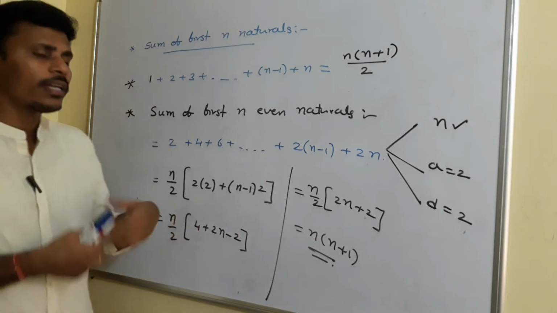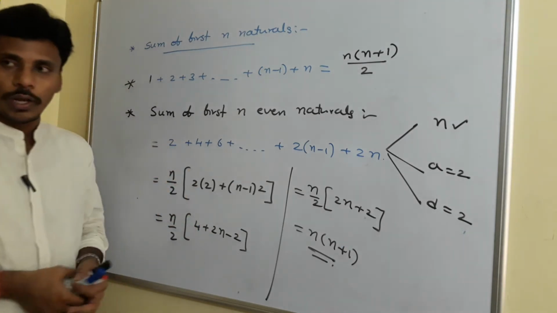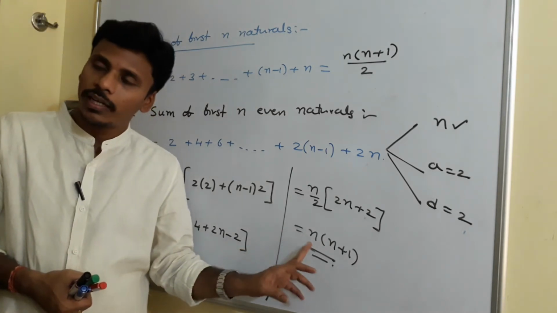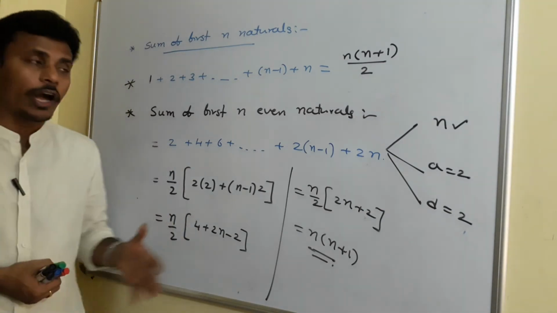So to check, you may take n is equal to 3 also. If you take the first 3 even naturals, the value is 12, and if you replace n is equal to 3 here, again the value is 12. Balancing is over, right? So at the end I have two formulas in my hands.